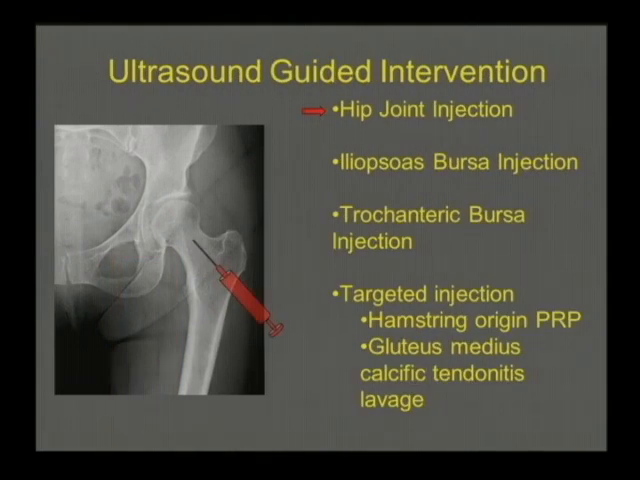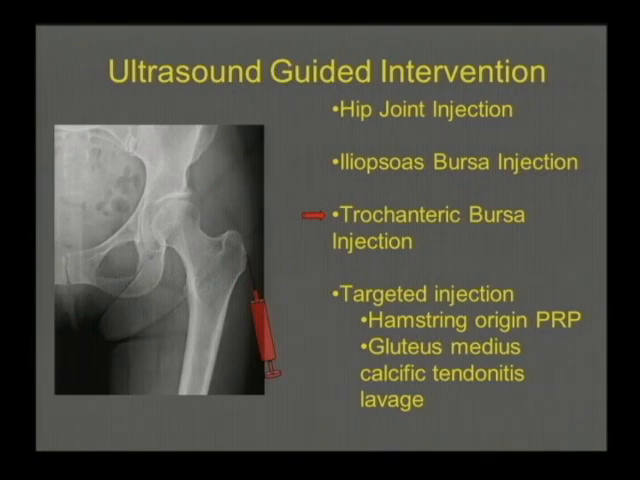Preview some of the injections we're going to talk about. Hip joint injection. I'll demonstrate some of the planes and how we'd set up the transducer to do that procedure. We'll do that here and also in the demonstration. Iliopsoas bursa injection. This is probably the most common procedure that we do with ultrasound guidance in our clinic, so I'll spend some time talking about that.